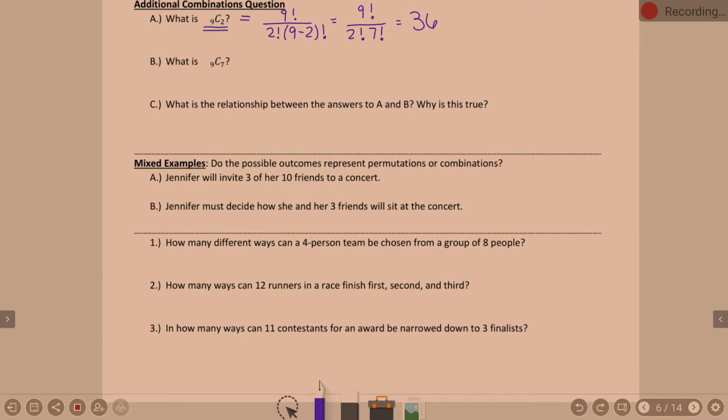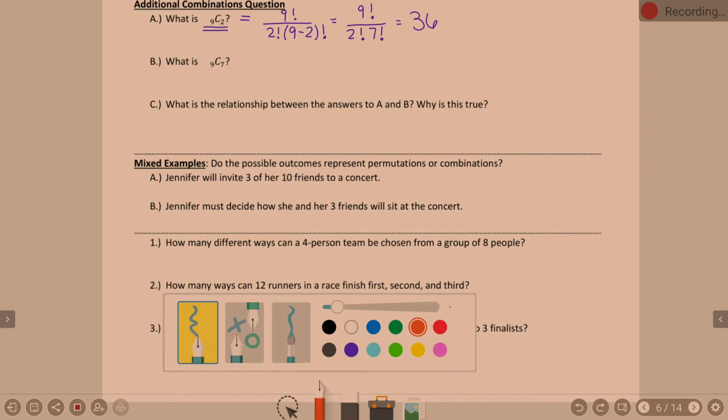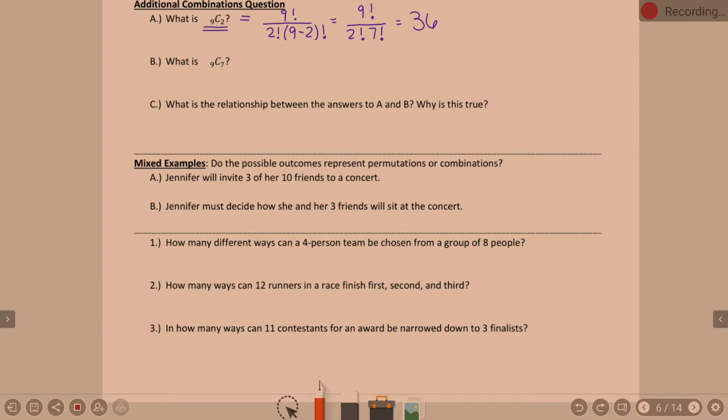Okay. What about B? 9C7 means I'm doing what? 9 factorial on top. Then we have the smaller number, so 7 factorial on bottom and 9 minus 7 factorial. What do you notice when we clean this up? Yeah, it's 9 factorial divided by 7 factorial and 2 factorial, which means this one's also going to work out to be 36.